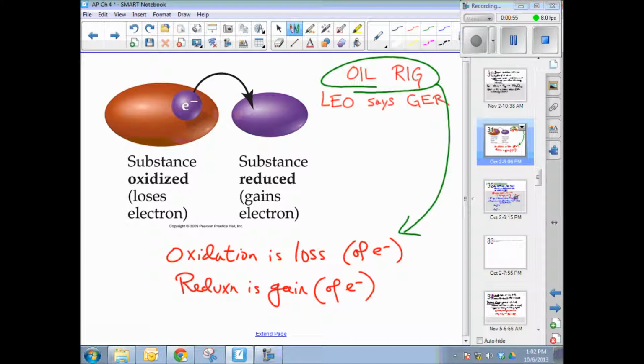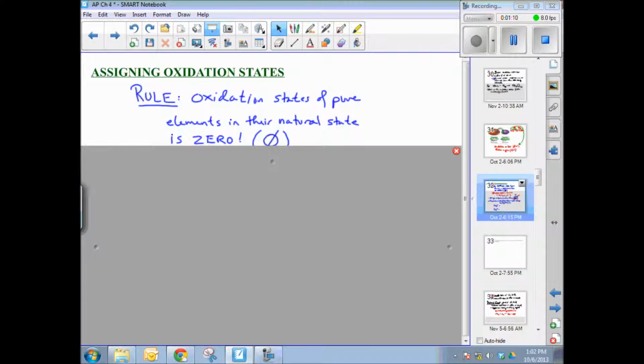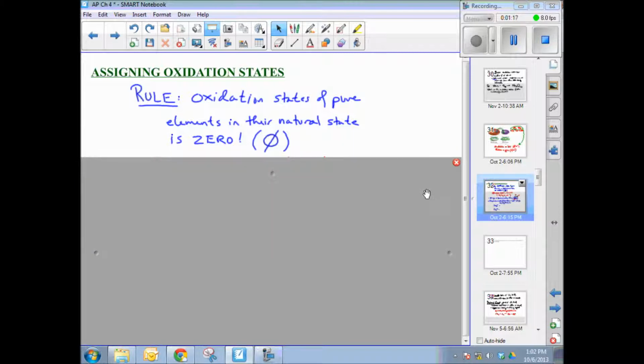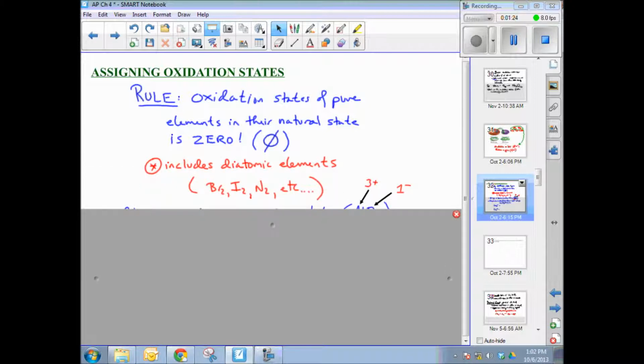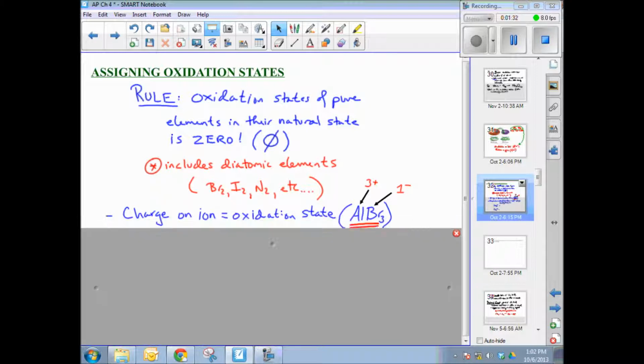So shown in this diagram, the species on the left is oxidized as it gives up the electron to the species on the right, which is reduced. So the species on the right will then take on a less positive or more negative oxidation state. Now there are some rules to assigning oxidation states. The primary one is this, that the oxidation states of pure elements in their natural state is 0. So of course all the noble gases, but also things like the Br-I-N-Cl-H-O-F, the diatomic elements, always have an oxidation state of 0. Nitrogen gas, N2, the oxidation state is 0.